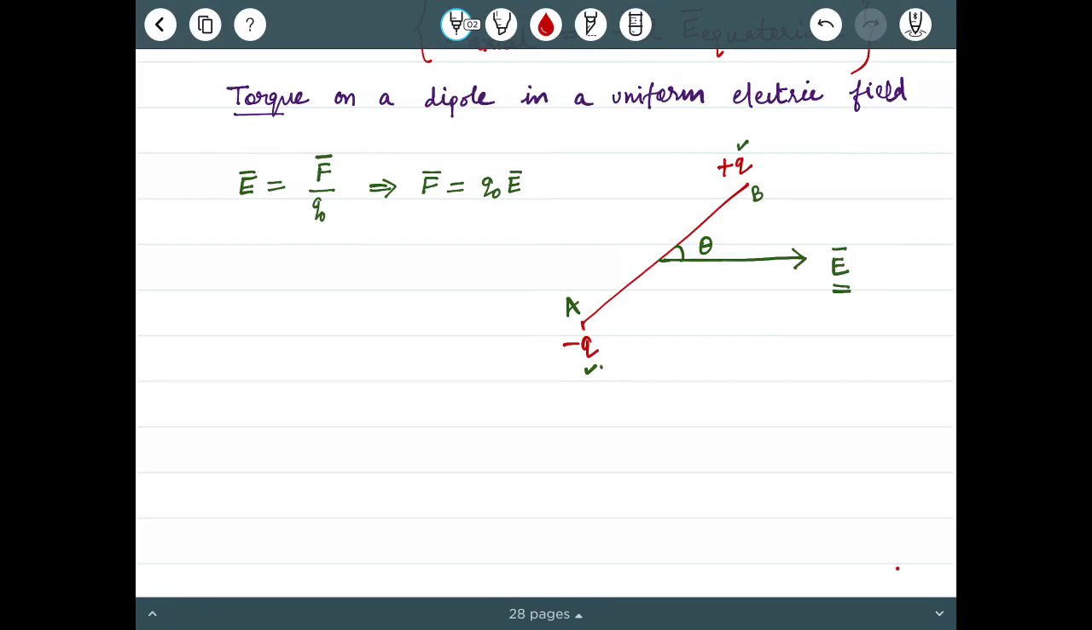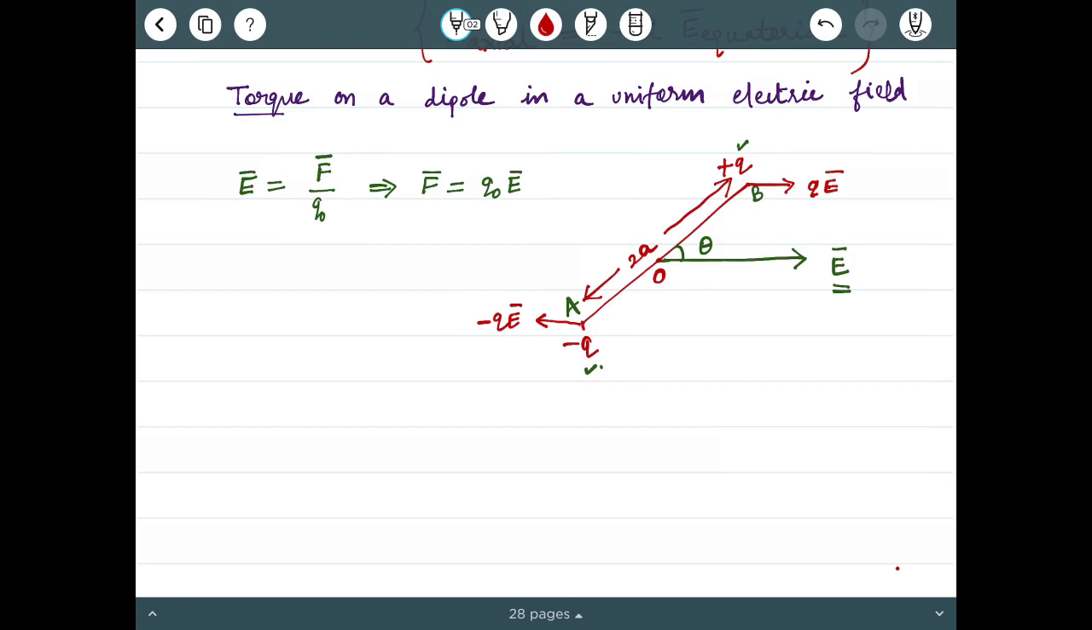So plus q will experience force in this direction. It will be qE like this, and minus q will experience force in the opposite direction and it will be qE in the opposite direction. So if we want, we can write minus qE. Now what will be the net force on this dipole? We can write this point is O, and the distance between two charges we always take 2a.